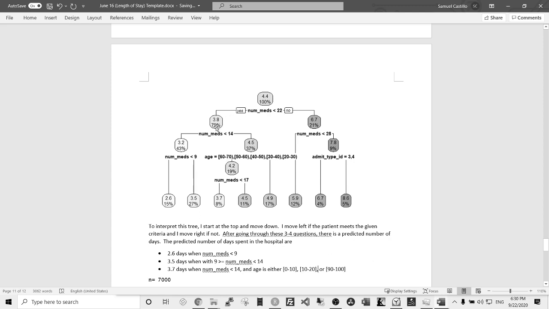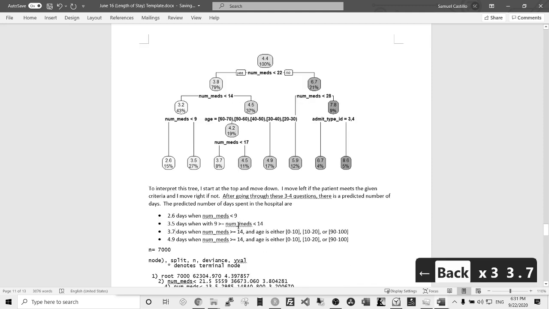So you go down here, num meds. Num meds has to be greater than or equal to 14. Age is not in. So let's say we're going right here. We're going down to this node. This should be 4.9. So we're going to go right here. Then that's 4.9 days.